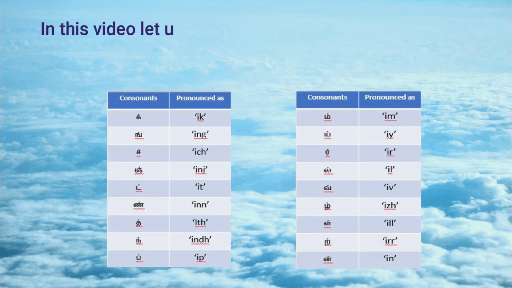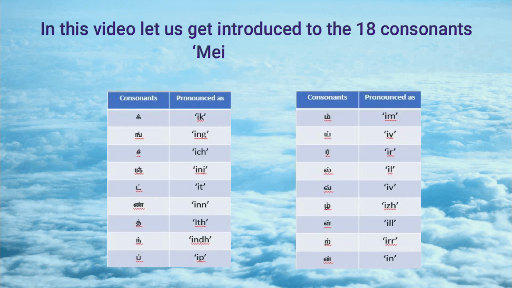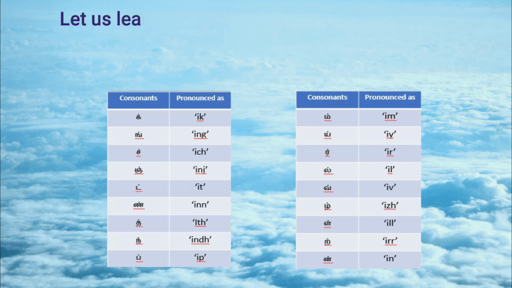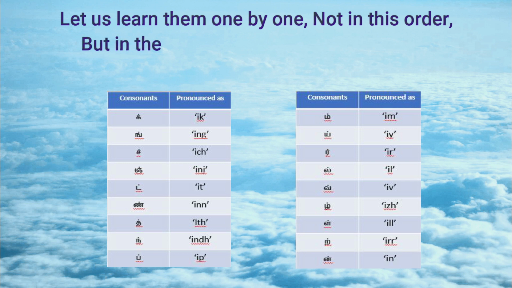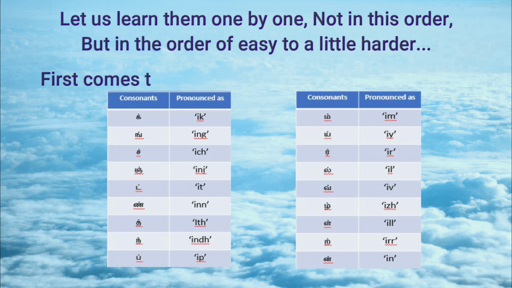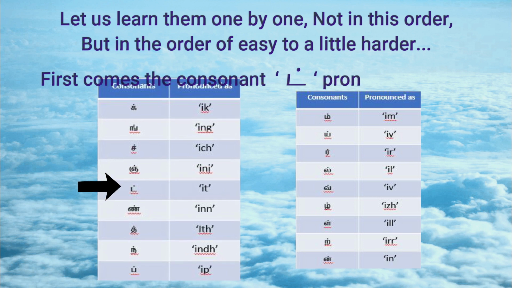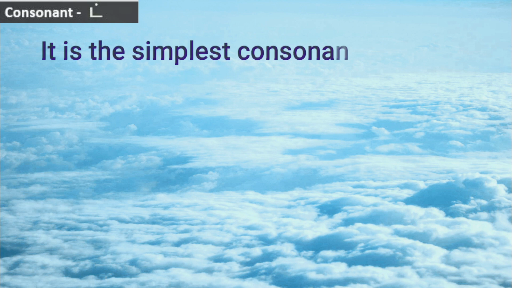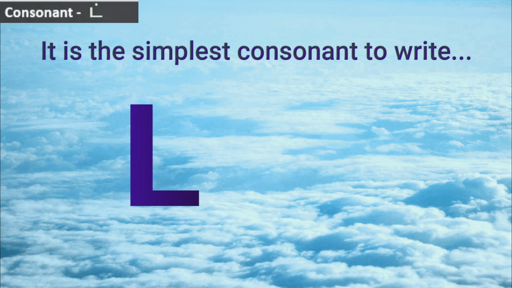In this video, let us get introduced to the 18 consonants, மெய் எழுத்துக்கள். They are given in the table below, but we will learn them one by one, not in this order, but in the order of easy to a little harder. First comes the consonant it. It is the simplest consonant to write. Just English alphabet, capital letter L with a dot over it.